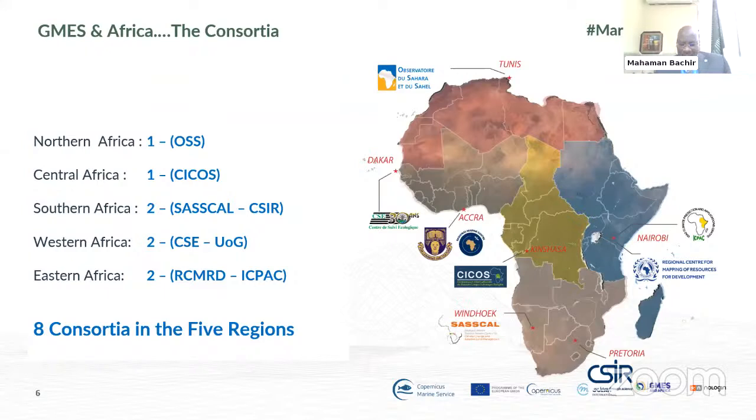In Africa, we have five regions, and the GMS is covering the five regions. You will see in Northern Africa, we have one consortia, OSS. Central Africa, we have one consortia, SICOS. Southern Africa, we have two consortia, SASCAL and CSIR. Western Africa, we have two consortia, CSE and the University of Ghana. And then in Eastern Africa, we have also two consortia, ERSAMADI and ICPAC. We have eight consortia really implementing the GMS and Africa program.